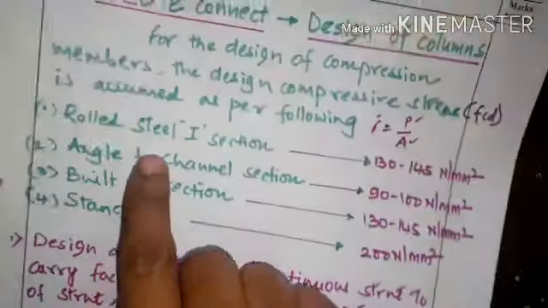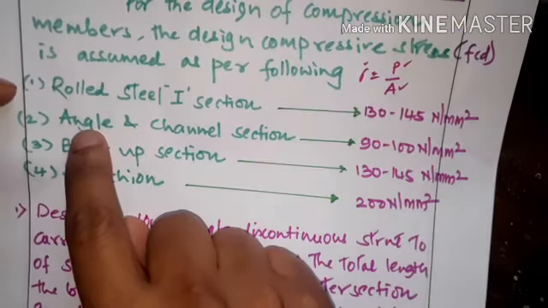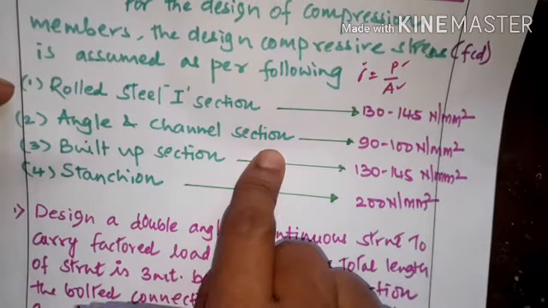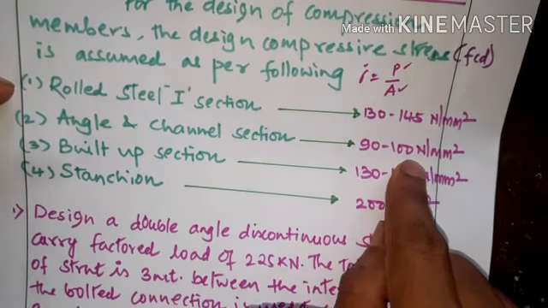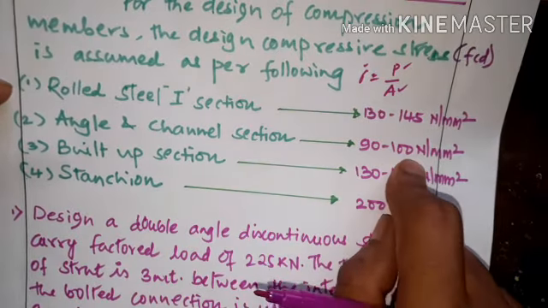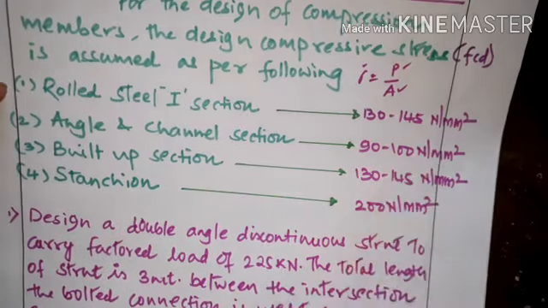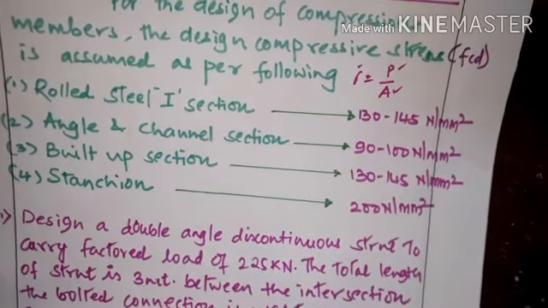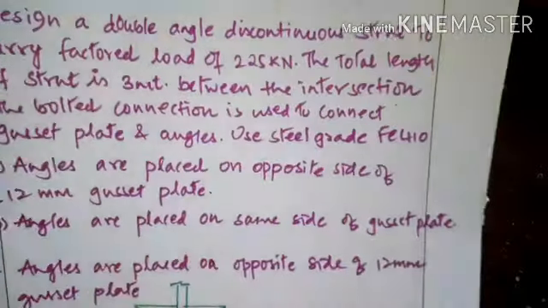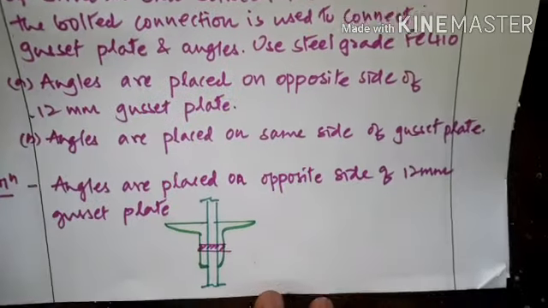So for angle section, we have to assume the value of FCD, that is stress, from the ranges from 90 to 100 Newton per mm square. Stress ranges from 90 to 100 Newton per mm square. Understood? Okay. So we'll start with the solution.